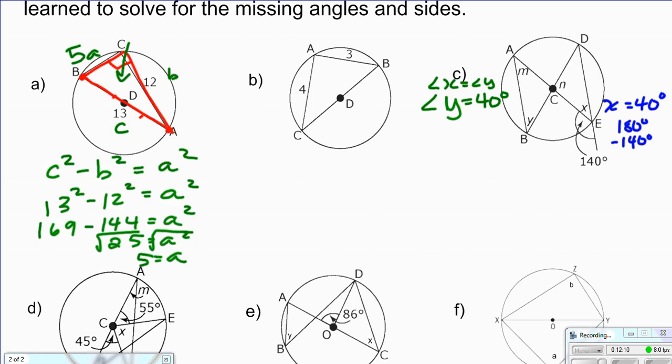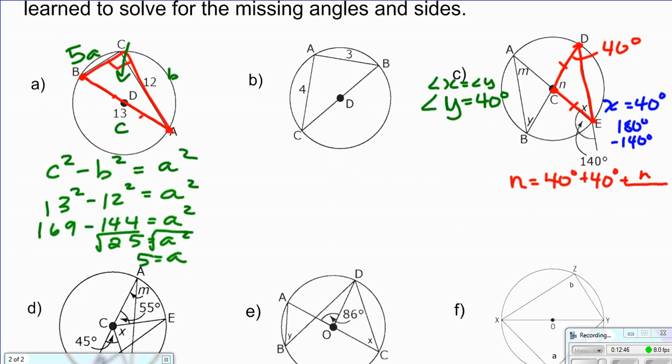So I want you to notice that C to E is a radius line. And any radius line on a circle is going to be the exact same. So that means C to E is the same length as C to D. We now have an isosceles triangle. So that tells me that this angle is also 40 degrees. And angle N is going to be 40 degrees plus 40 degrees plus whatever we need to make 180 degrees.